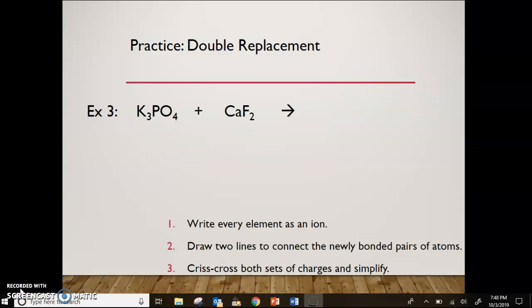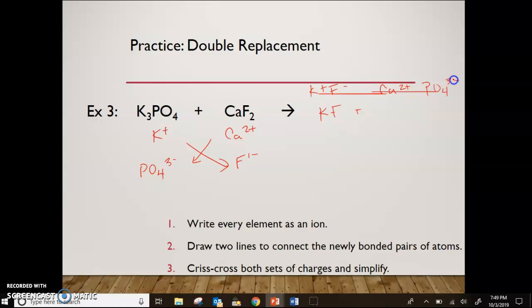The same thing is true when you're doing polyatomic ions, so you can do this all in the same way. I have K plus up here, and then PO4 3 minus. I have Ca 2 plus, F 1 minus, so I'm going to cross. We'll do the easy one, K plus, F minus, which becomes just KF, plus Ca 2 plus, PO4 3 minus. Cross my charges here.